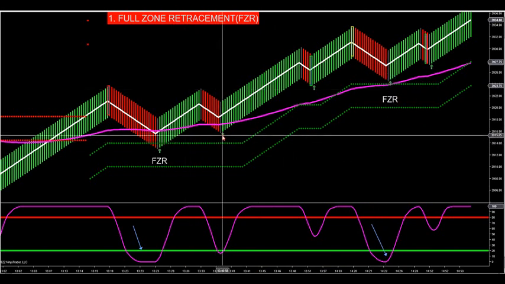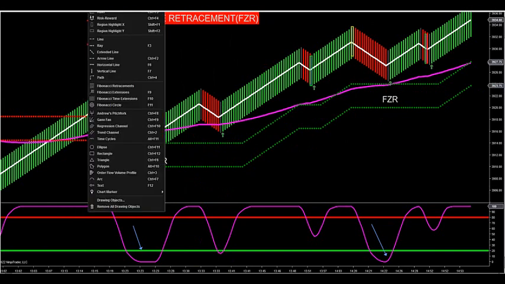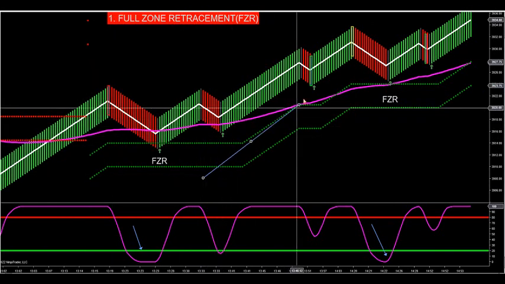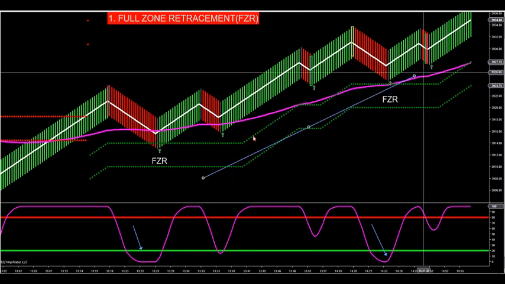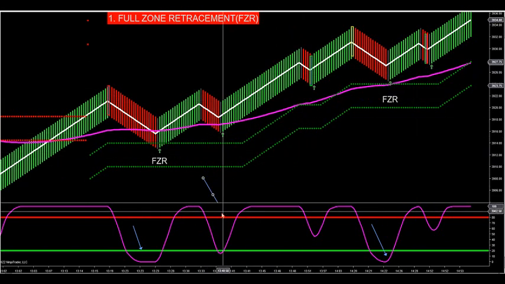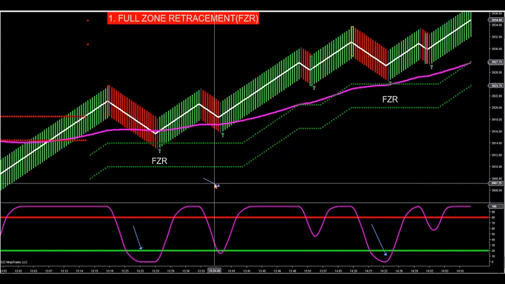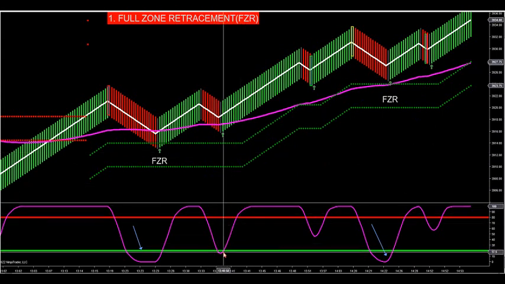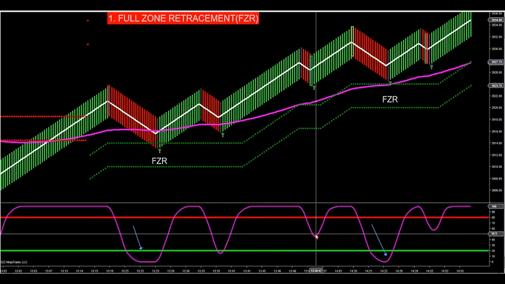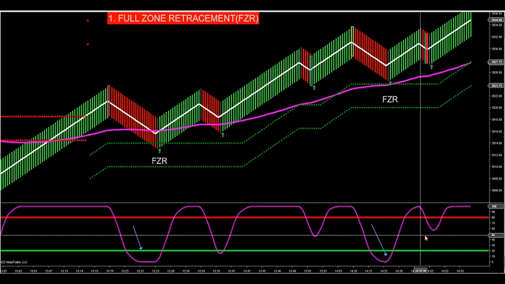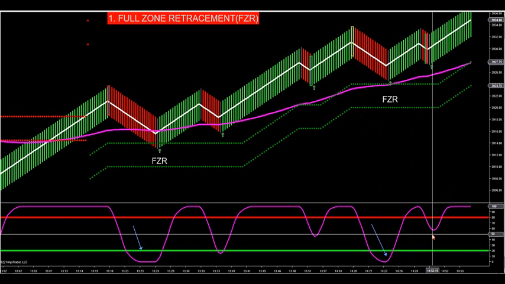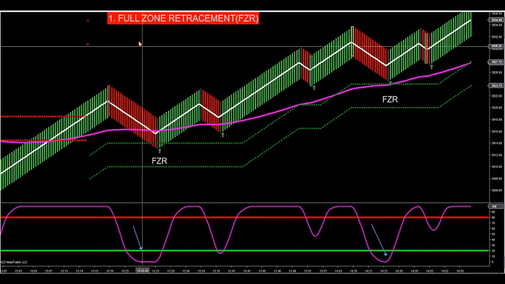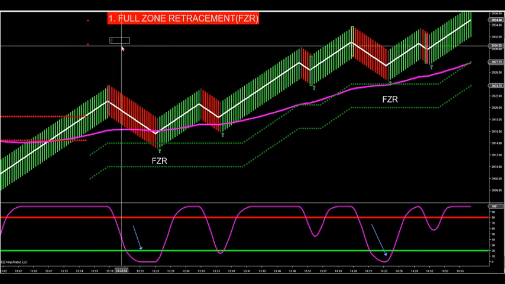The second setup, you can see that we are away now from the zone, away from the zone, away from the zone. And consequently, below, the oscillator is above 20. It's right at 20 here. It's above 20 here when the arrow fires, and it's above 20 here. So these are called MOMO setups, or momentum setups.